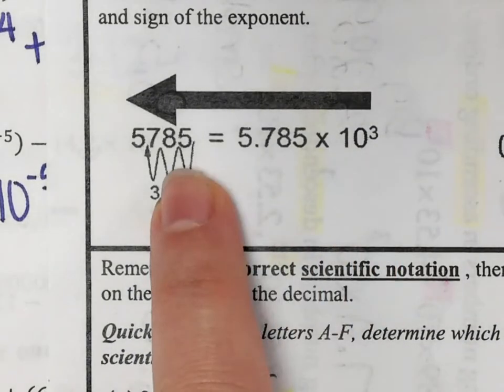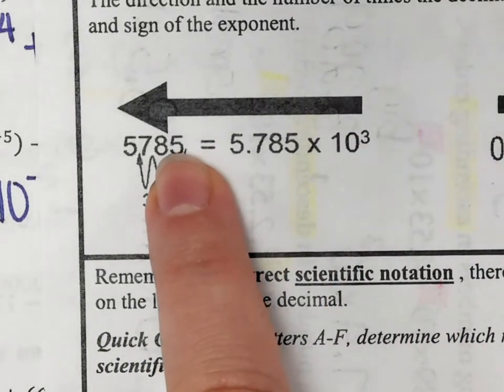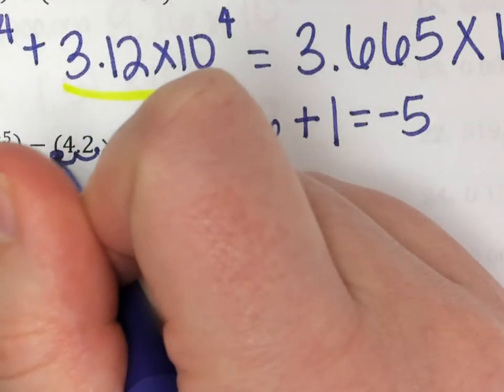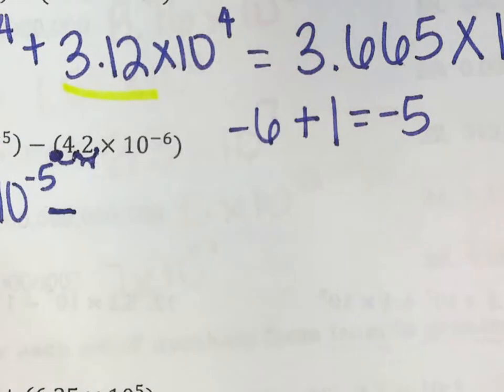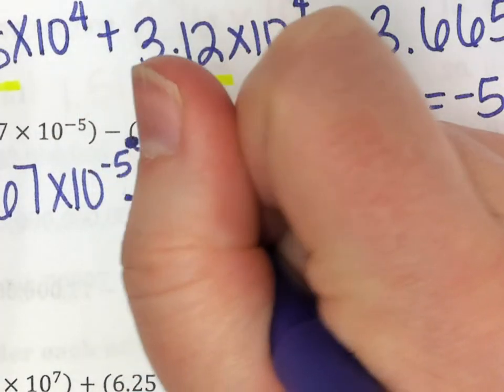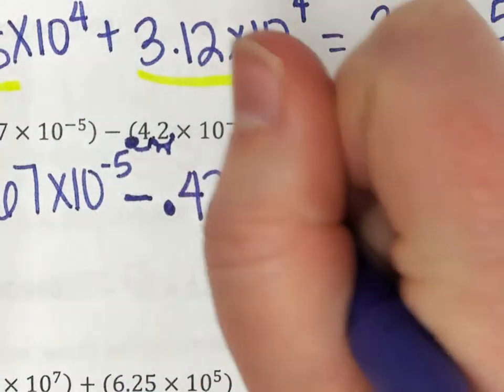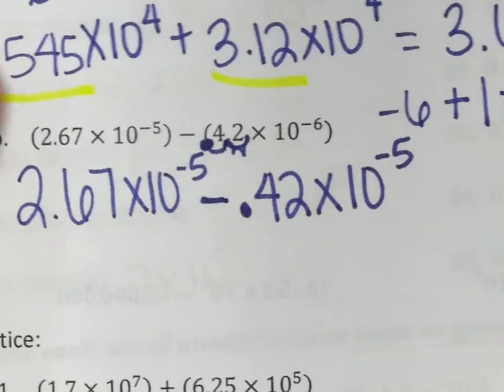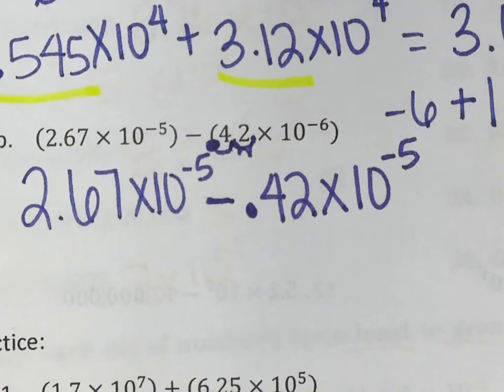So to go plus 1, sorry y'all, my brain stopped working. To go plus 1, we got to move to the left 1 number. So we've got to go up front. I'm sorry, y'all. That's my fault. Okay? So that would become 0.42 times 10 to the -5th power.